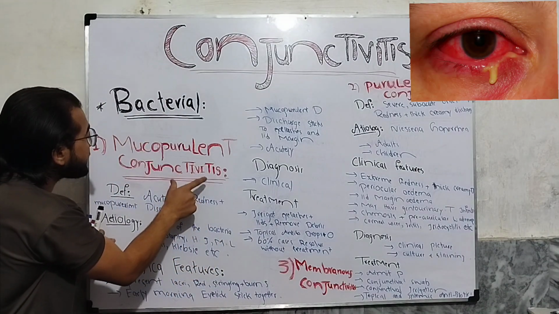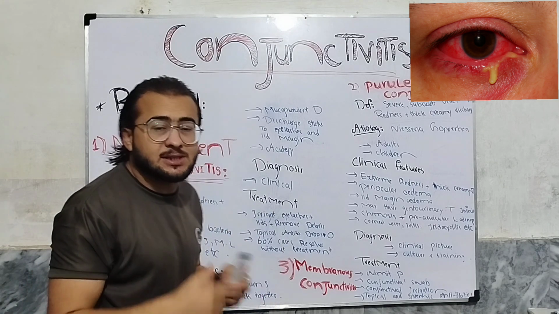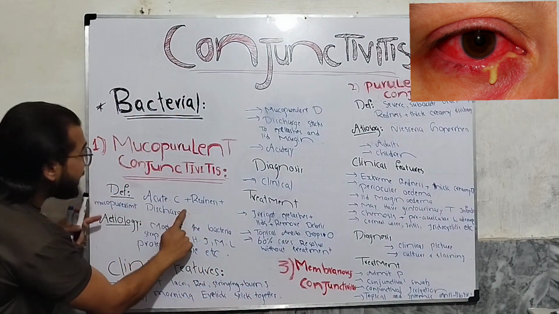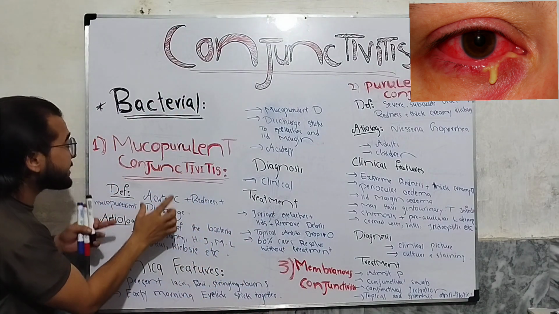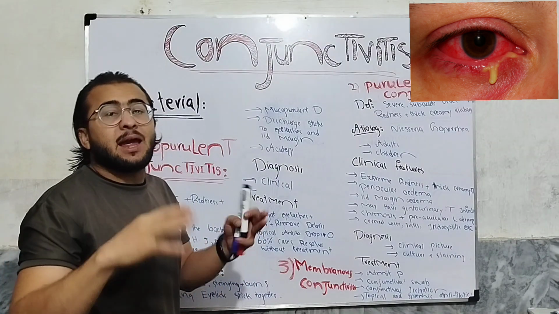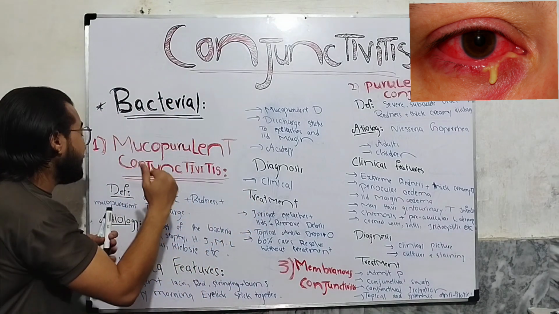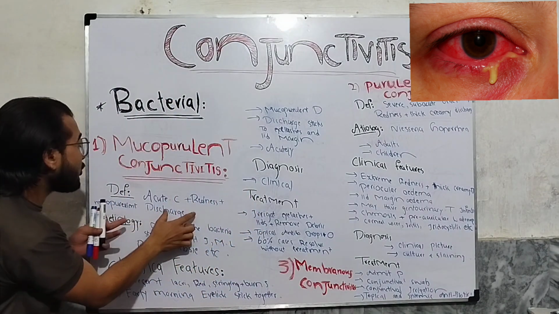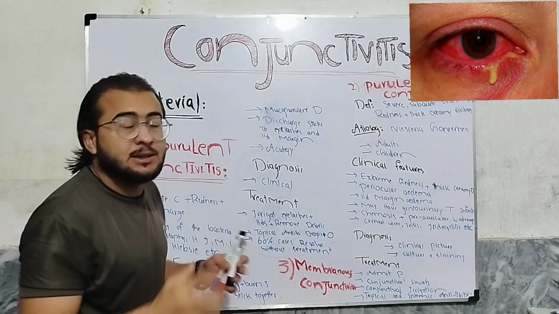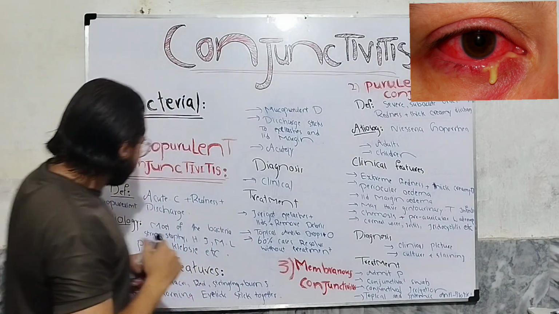The mucopurulent conjunctivitis is also called acute bacterial conjunctivitis. It is the conjunctivitis which is characterized by the acute redness and mucopurulent discharge. Okay, so when there is the onset of redness and mucopurulent discharge acutely, this is called mucopurulent type of conjunctivitis.